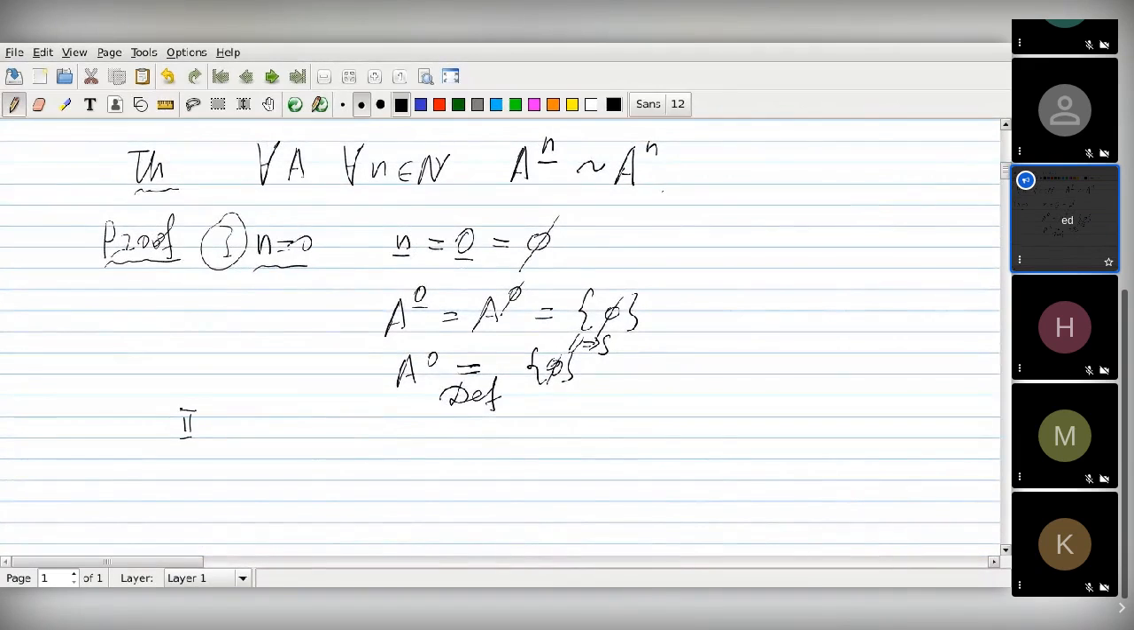The second case. What if n equals 1? A to the power 1 underlined. First of all, what is 1 underlined? The set of all naturals which are less than 1. Which naturals are less than 1? 0. That's 0. And only 0. So here we have the set of all functions from this one-element set, from this singleton, to A.